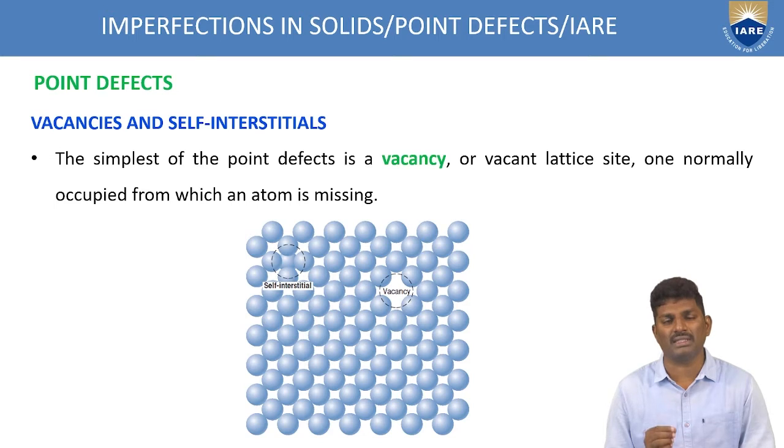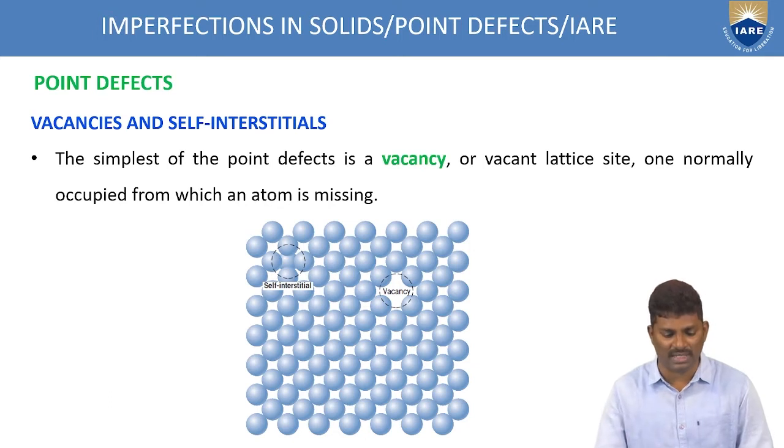So what is vacancy and what is the self-interstitial defect? Vacancy, in the name itself you can identify there is some vacant position in the crystal structure. That means there is some gap. So if there is some vacant position in the crystal structure, that means the property or the characteristics at that point is very weak. Before, when there is no vacancy, it is very strong. But once there is a vacancy or gap in the crystal structure, the properties vary.